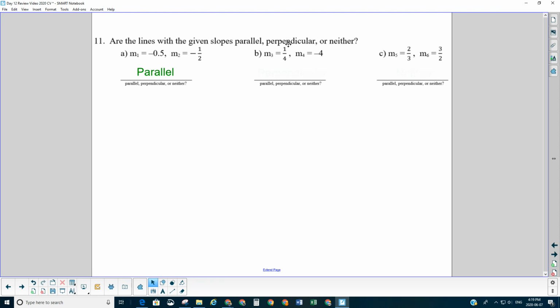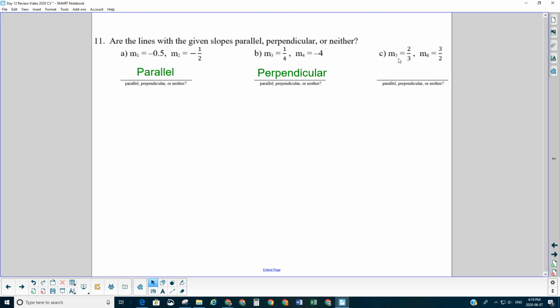Let's look at B. m3 is 1/4 and m4 is negative 4. They're not the same, so they're not parallel. The question is, are they perpendicular? In order to be perpendicular, they must be negative reciprocals, which means you take the reciprocal of one and see if the other one is the positive or negative version of that. In this case, the reciprocal of 1/4 is 4/1, and 4/1 is the same as 4. That's good. Now this one is positive and the other one is negative, which is required: in order to be perpendicular, one has to be positive and the other has to be negative. So this is a negative reciprocal, and indeed these are perpendicular.